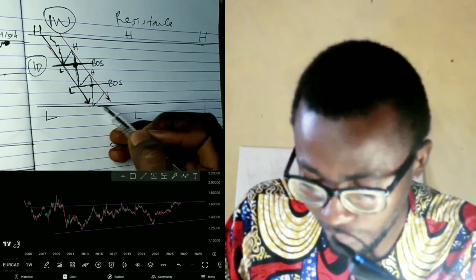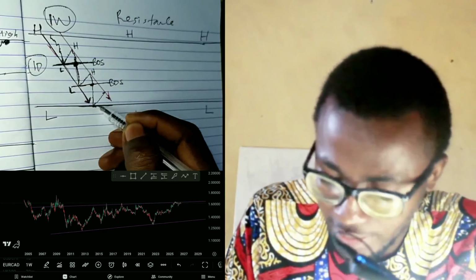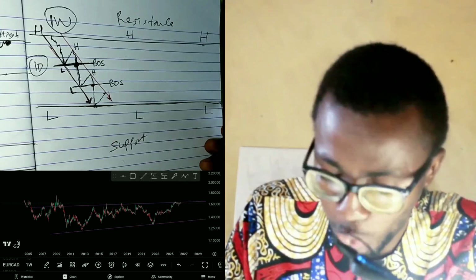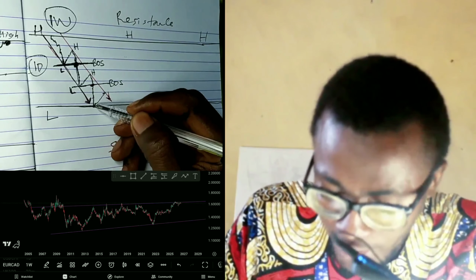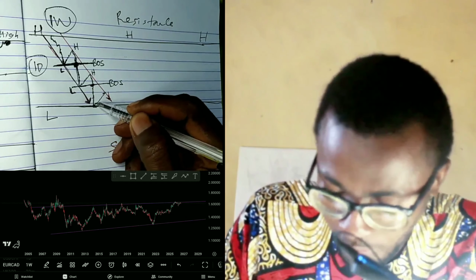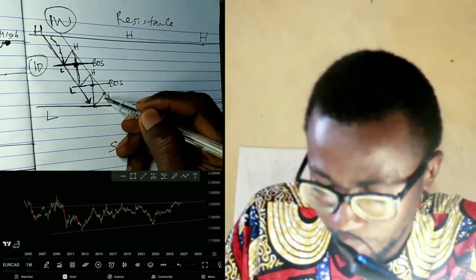Take note of this level. Now as it got here, look at this trend line, which is the support of the 1 week time frame. So when the 1 day time frame got to the trend line, which is the support of the 1 week time frame, it went back like this. It came down a little.